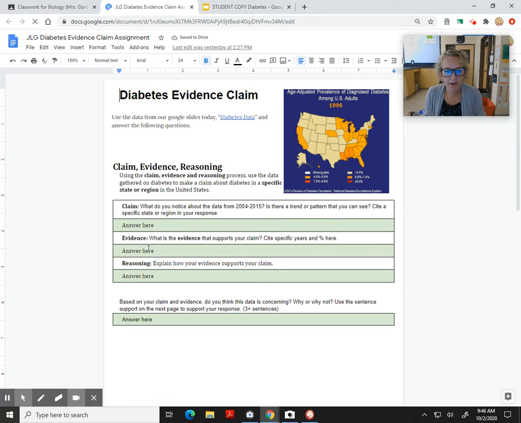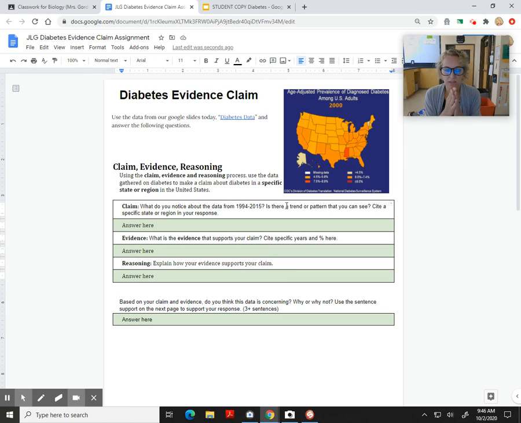So you want to think about, what do you notice in the data happening from 2004 to 2015? Actually, this should say 1994. So I was able to pull up some more data. So what's happening in the data between 1994 and 2015? Is there a trend or pattern that you see?